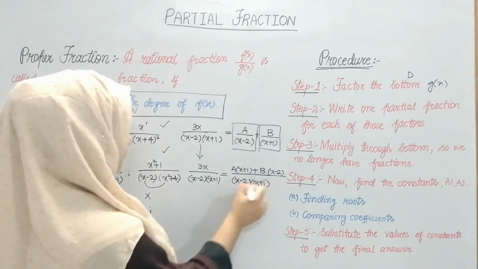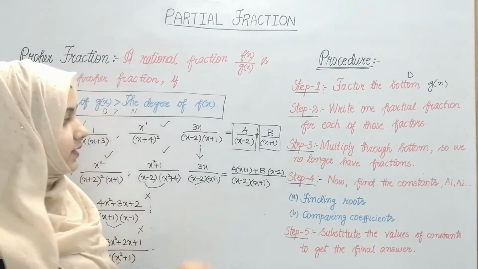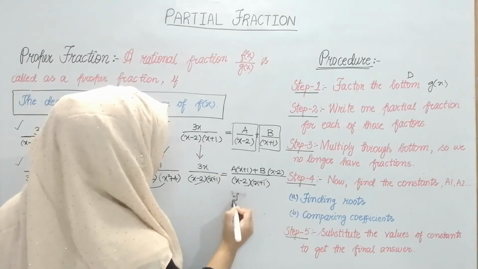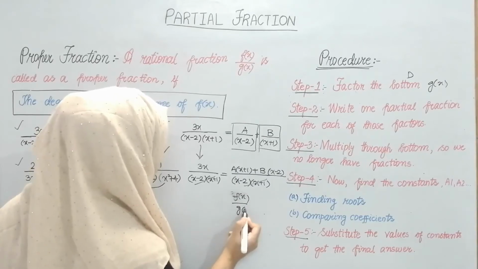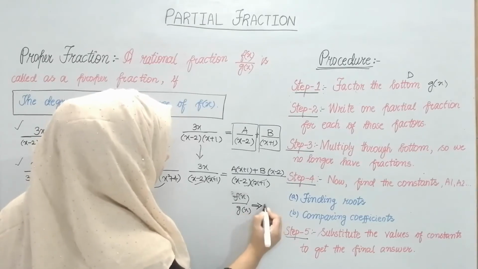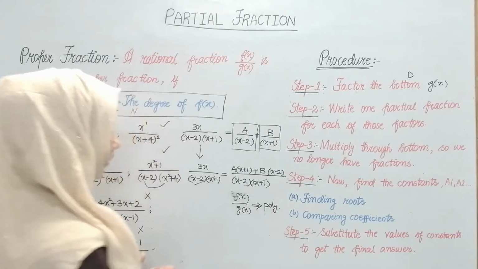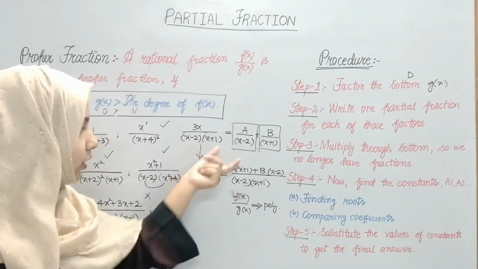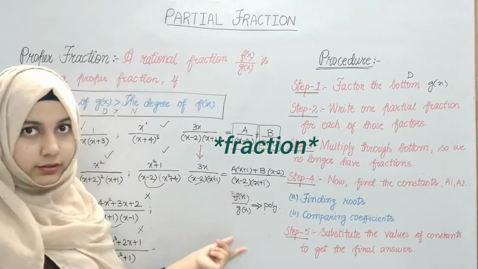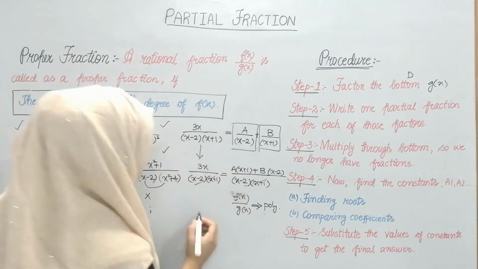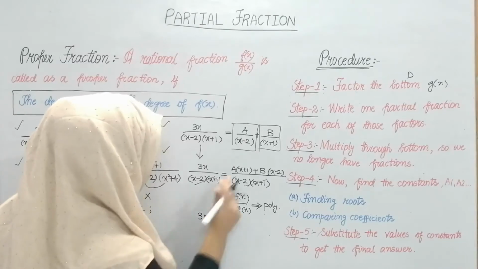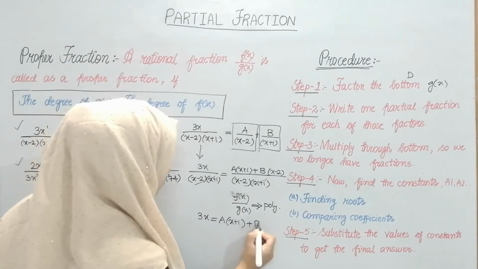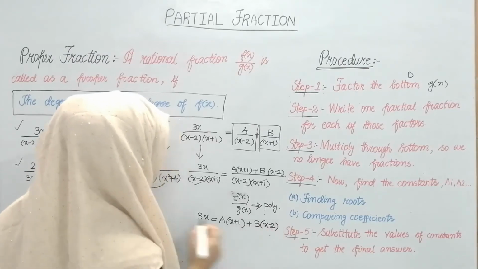So here, these two terms are similar, so I'll cancel this out. So I no longer have a fraction. This is no longer in the form of f of x by g of x. Now it is a simple polynomial. After I cancel out the denominator, I'll just have a polynomial. So it will be something like 3x is equal to, after cancelling out, a into x plus 1 plus b into x minus 2, right?